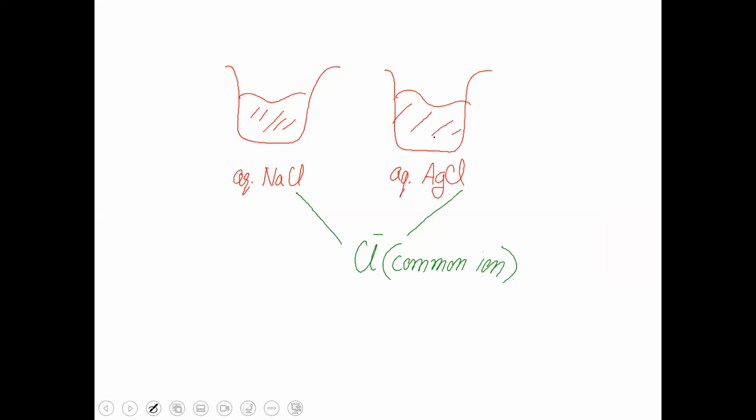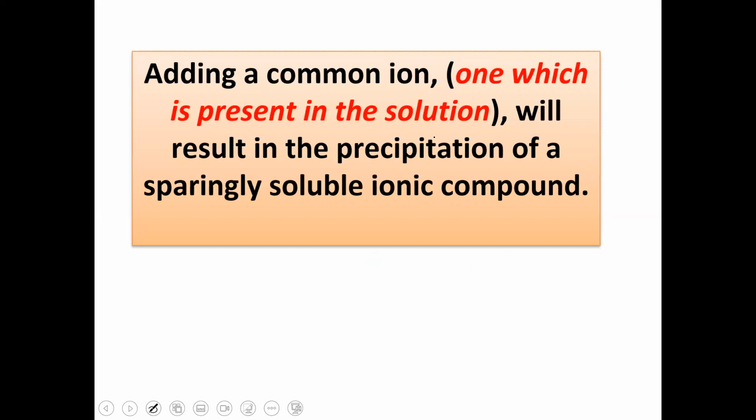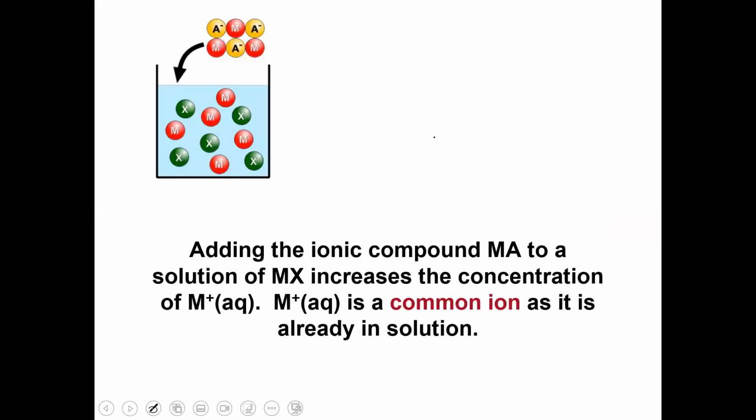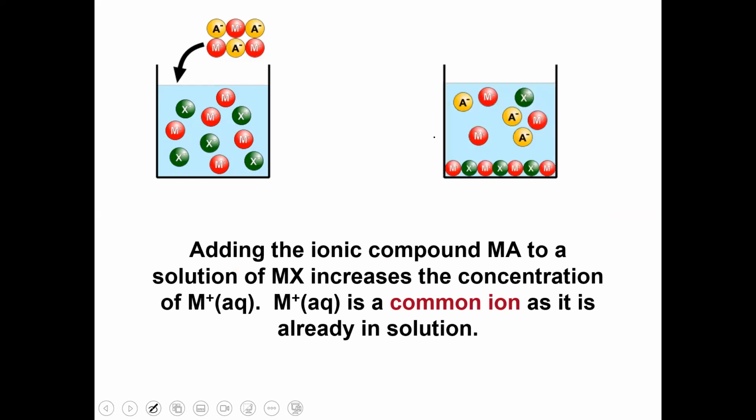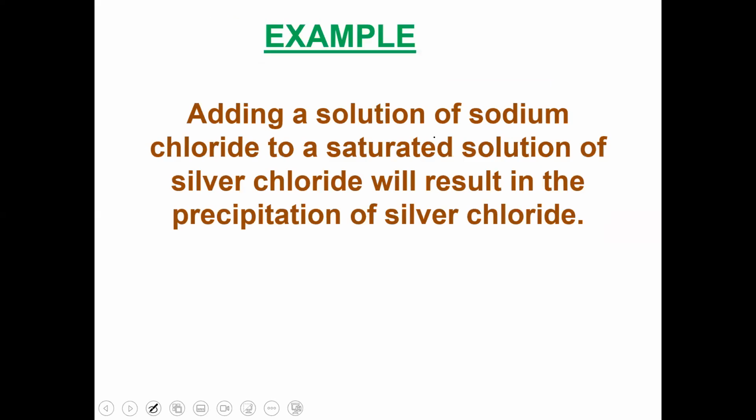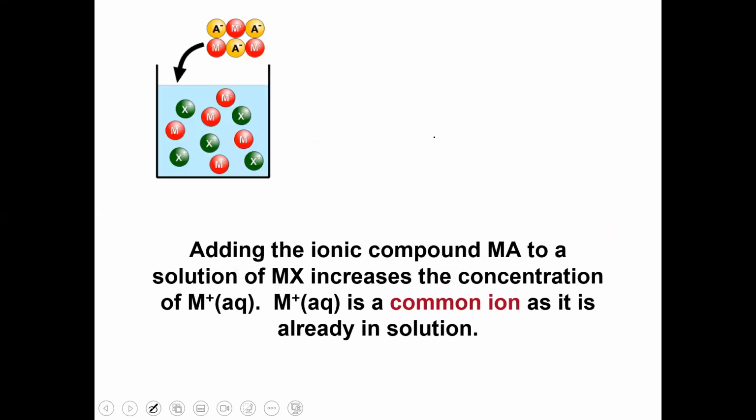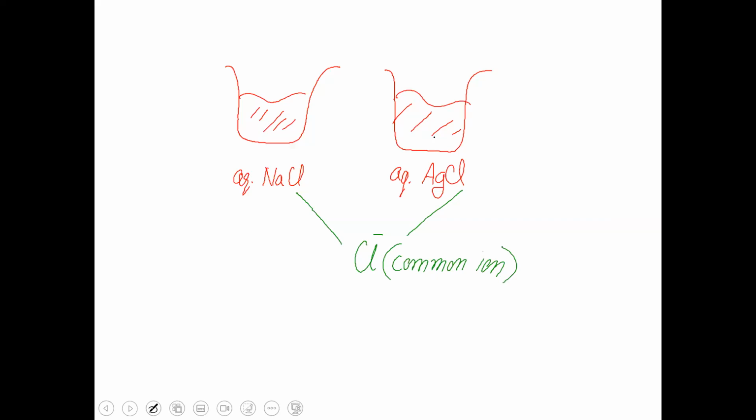So we have a solution of silver chloride and we add sodium chloride to the silver chloride. Chloride is the common ion. So adding a common ion, one which is already present in the solution, will result in the precipitation of a sparingly soluble ionic compound. So I'm adding a soluble salt in this solution, but after the addition of this new salt, a salt precipitates out. This is called common ion effect. So we made this one, and now you have to copy this example. Okay.